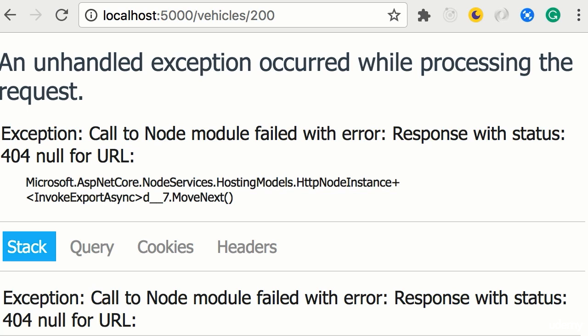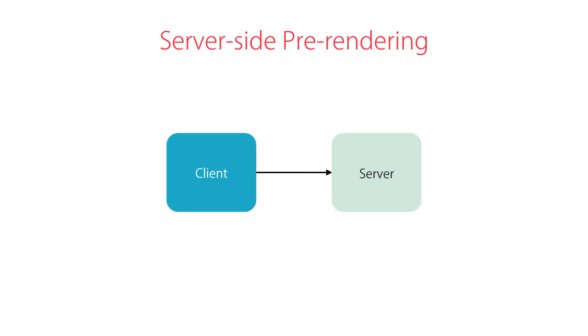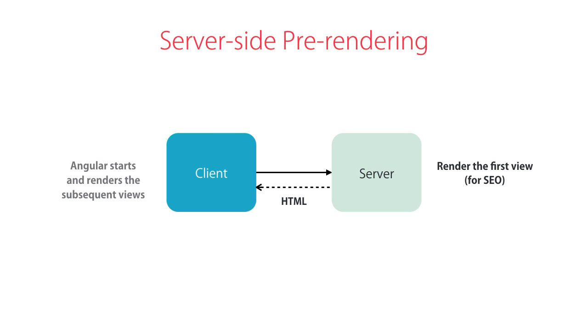Well, in this case, because I entered this address directly in the browser, Angular hasn't started yet. So here in this project, we have this module called server-side pre-rendering, and it's part of Angular Universal. So the first time the user lands on your application, the first view is rendered on the server. And then HTML markup is returned to the client. At this point, Angular starts, and the subsequent views are rendered on the client side.